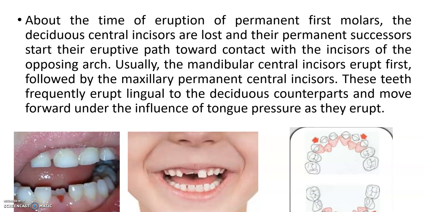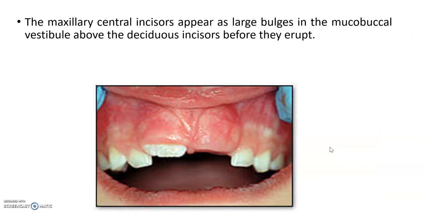Usually, the mandibular central incisors erupt first, followed by the maxillary central incisors. These teeth frequently erupt lingual to the deciduous counterpart and move forward under the influence of tongue pressure as they erupt, as you see in these photos. The maxillary central incisors appear as a large bulge in the mucobuccal vestibule above the deciduous incisors before they erupt.